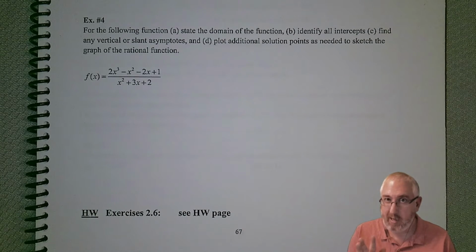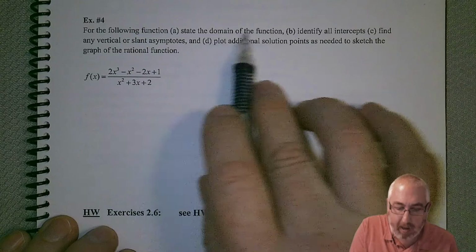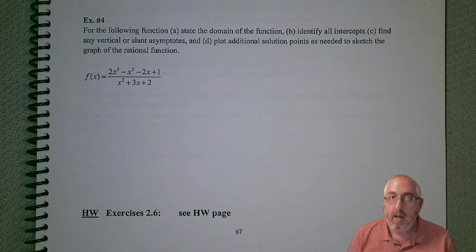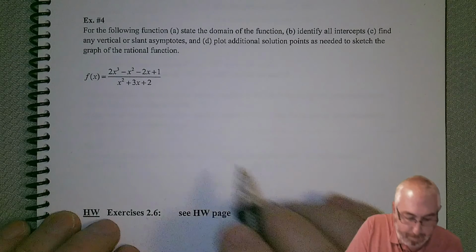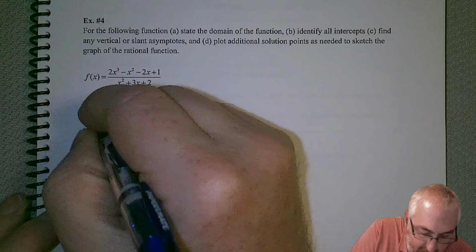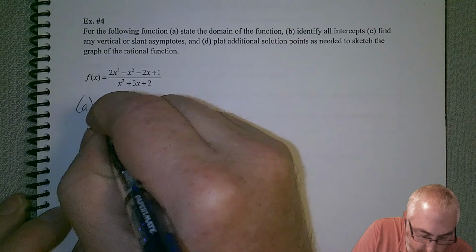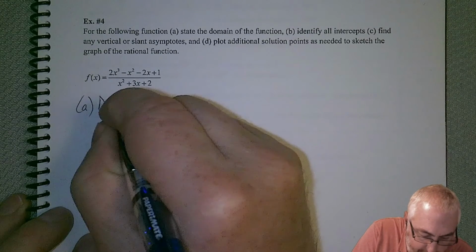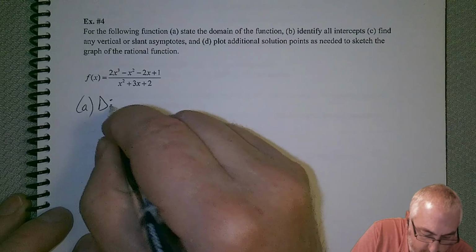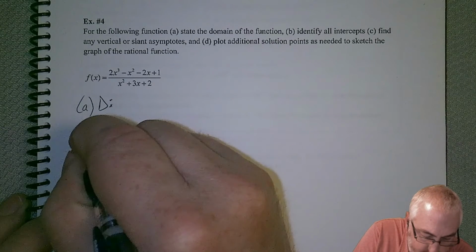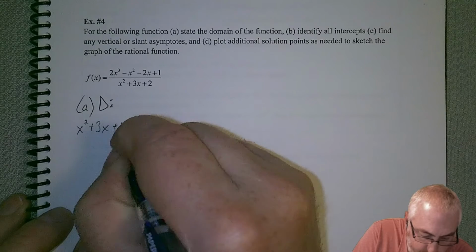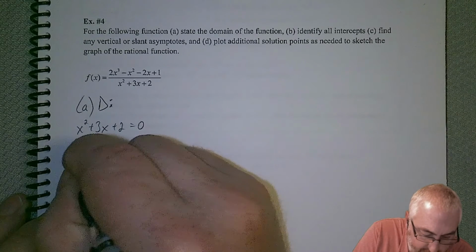We'll take care of that in a minute, but we can do the domain. Remember, the domain is really just based off of the bottom. So if we set the bottom equal to 0, well, the domain, I'll just set it up. x squared plus 3x plus 2, we can factor this.